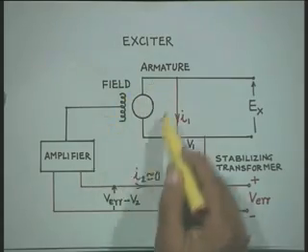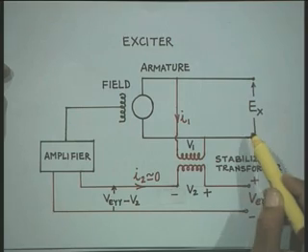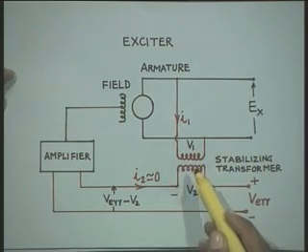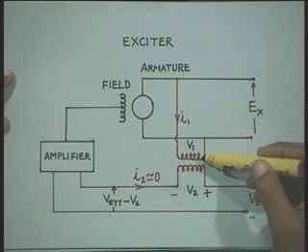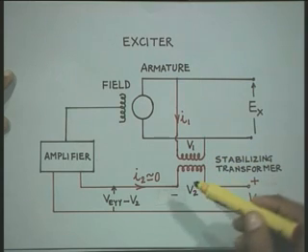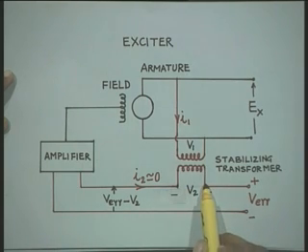The next important component of the excitation system is the excitation system stabilizer. The excitation system stabilizer is a closed loop system to stabilize the performance of the exciter itself. Here, if I consider in general an exciter having its armature and field winding, the output of the exciter we represent as E x. One simplest arrangement for stabilization, which I have shown here, is using a transformer. That is, you connect the primary of the transformer across the output of the exciter, and the secondary of this transformer is used to give a signal for stabilization.